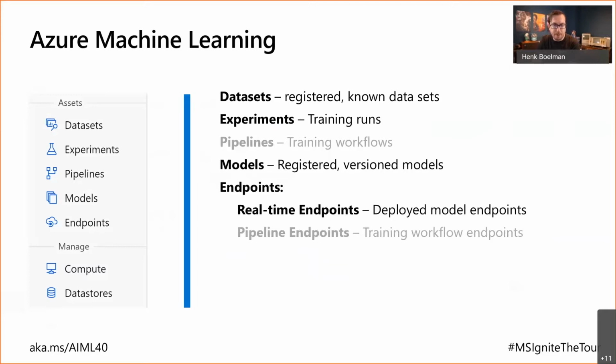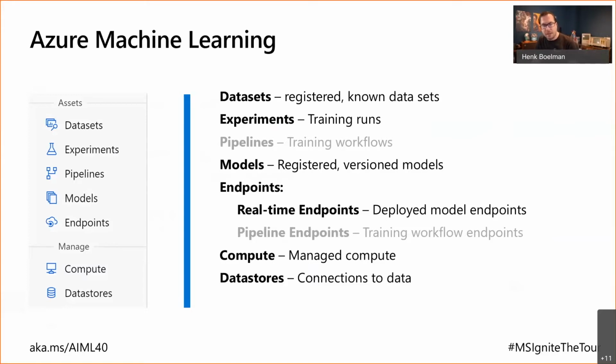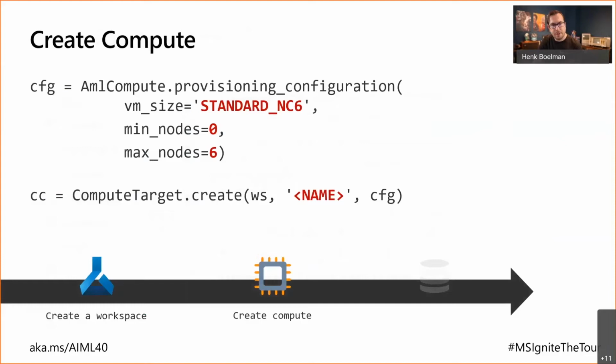Then there is compute. Here we can manage our compute. And then there are data stores. And under data stores, you only manage the connections to the locations where your data is stored. So the first thing, or the second thing we need is compute.